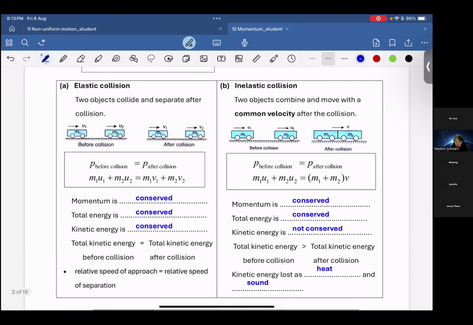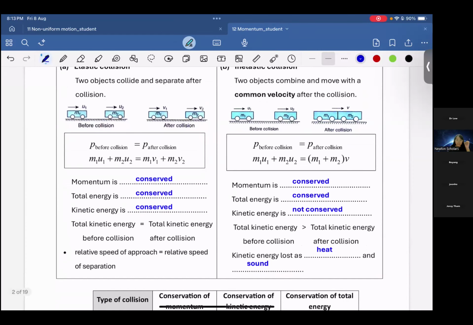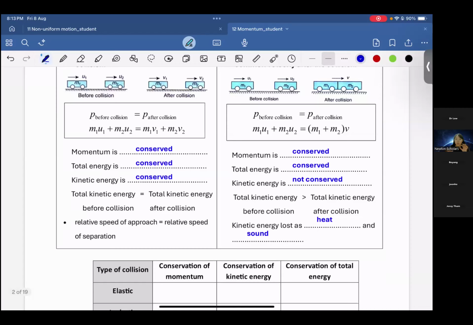For elastic collision, momentum and total kinetic energy are all conserved. But for inelastic, total energy is conserved, but total kinetic energy is not conserved. The kinetic energy after collision will be smaller. Some of the energy will be converted to other forms, for example heat or sound. If we're talking about total energy before and after the collision, is it conserved? The answer for inelastic is not conserved. Some of the kinetic energy has already changed to other forms.